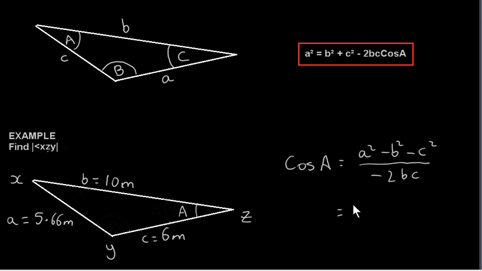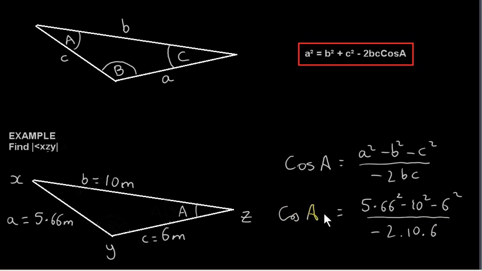So now we plug in the values. So a is 5.66, b is 10, c is 6, over minus 2 times 10 times 6. So this will give us the cos of A, and from that we can find angle A.